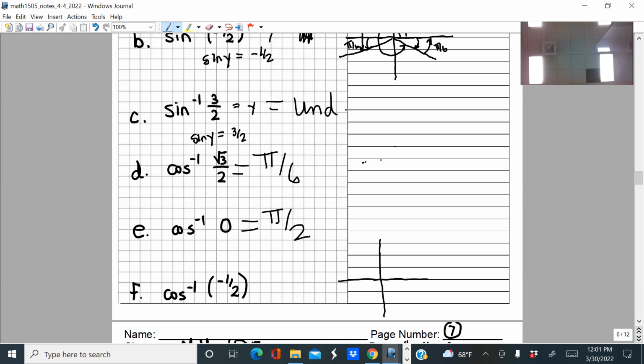So let's try this one. All right, so we tried this one for sine. Let's try it for cosine. Arc cosine of -1/2. All right. So again, let's call this y. And we know that the cosine of y has got to be -1/2.